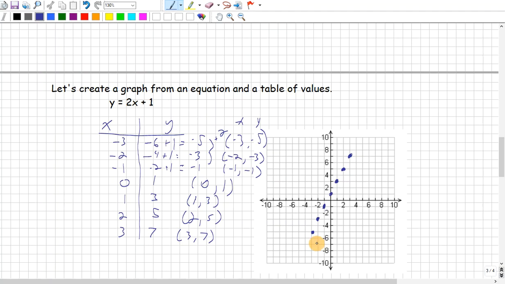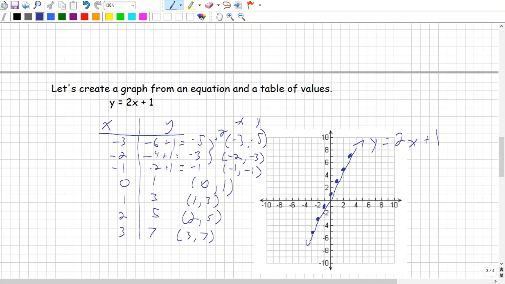So I created a graph. I can connect the dots with my line as long as it's straight. And you get a picture of a straight line that goes through all the points that you plotted, and you get the equation of that line, which was 2x plus 1.